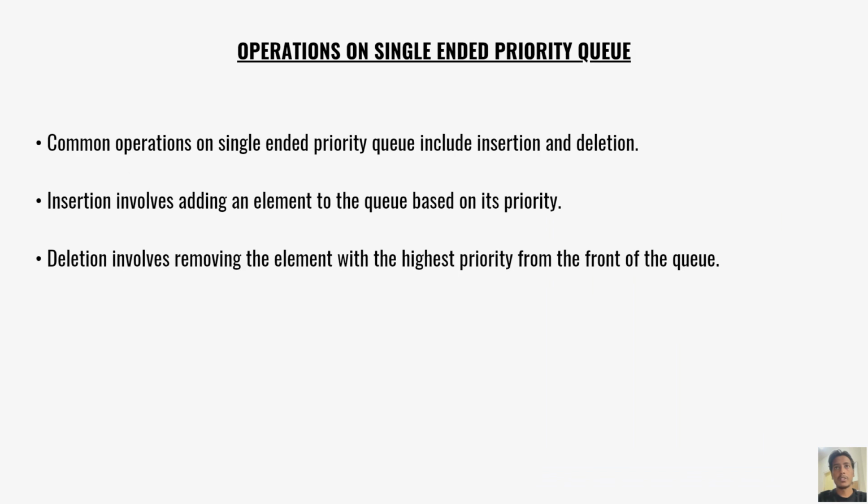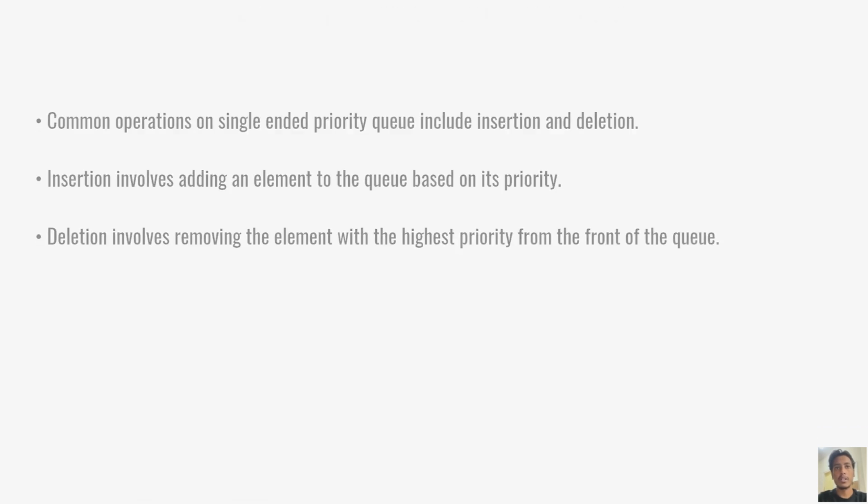Next, we will move to operations on single-ended priority queues. Common operations on single-ended priority queues include insertion and deletion. Insertion involves adding an element to the queue based on its priority. Deletion involves removing the element with the highest priority from the front of the queue.